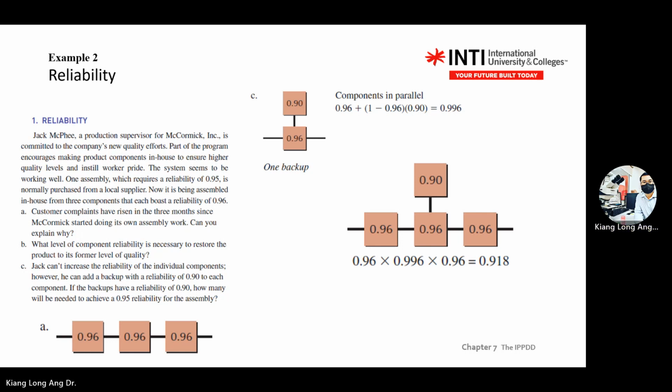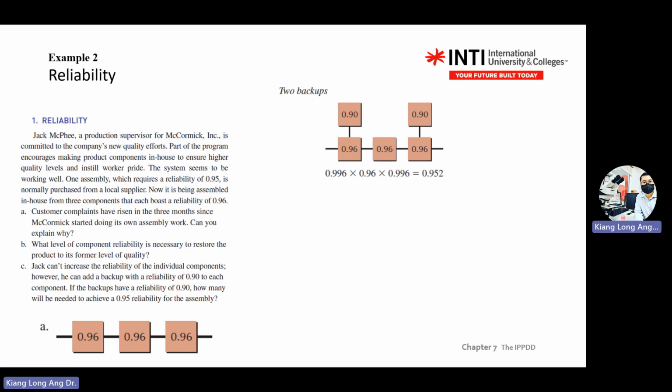So you do 1 more. Do the same, because you know that 1 pair of parallel is 0.996. Of course, you can ask, hey sir, can I put my backup in the second one or not? Can. Why? Because the equation is still the same. R1 multiplied by R2 multiplied by R3 is still the same. Mathematically, no matter where you put it, it's still the same. So if you do 2 backups, the system reliability will become 0.952, 95%. So it fulfills the objective, right?